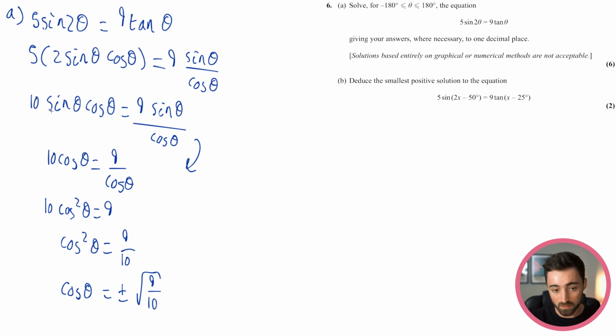But also, we would be losing a solution, because if sine theta was equal to 0, this equation would be satisfied, wouldn't it? Because I get 0 equals 0. So if I just divide by sine theta, not accounting for the fact that it could be 0, I'm losing solutions there, aren't I? So here's what I would do. I would say, therefore, 10 cos theta equals 9 over cos theta, or sine theta equals 0.